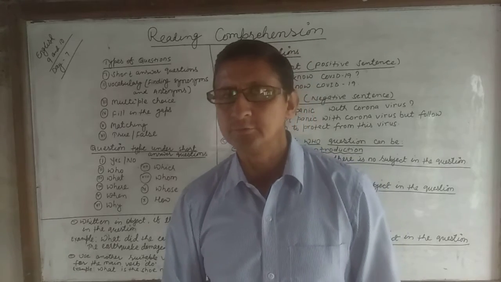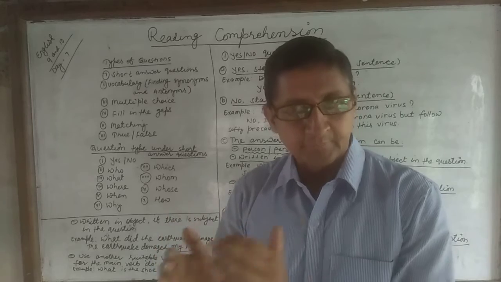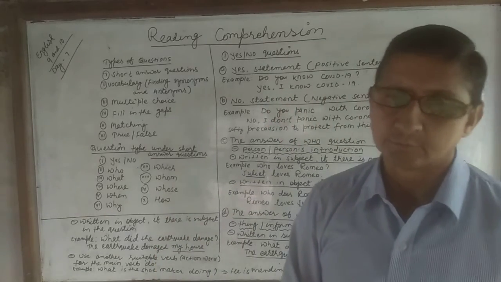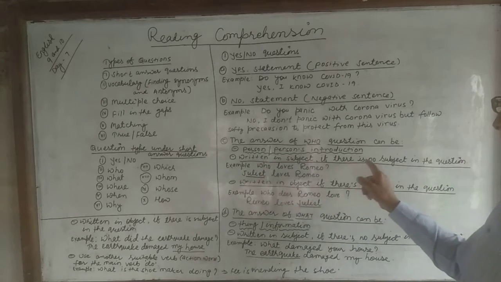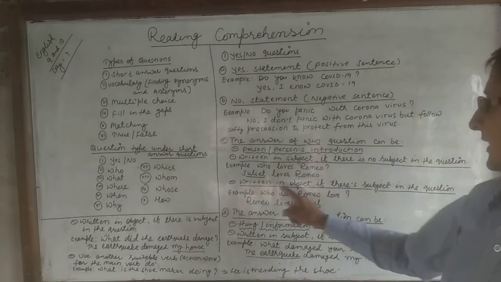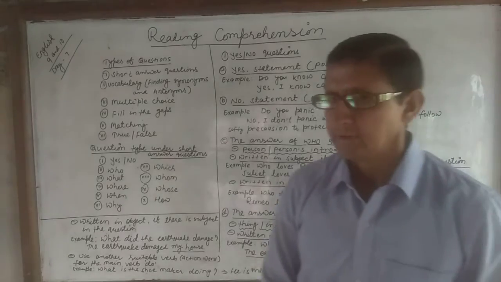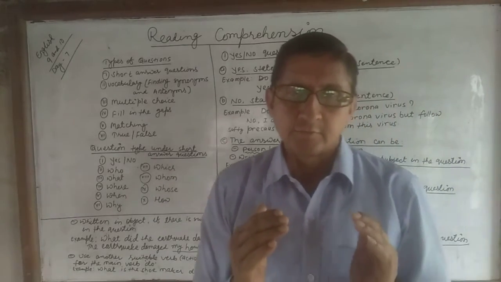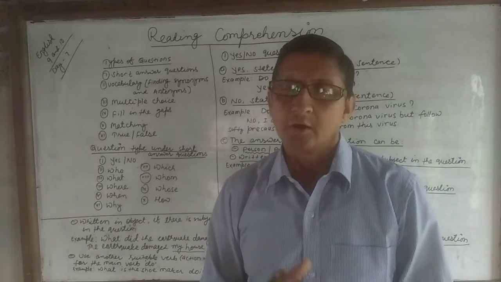Another thing you have to know is what a subject question is and what an object question is. Here we have written in subject if there is no subject in the question, written in object if there is a subject in the question. It means you have to know what a subject question is and what an object question is.